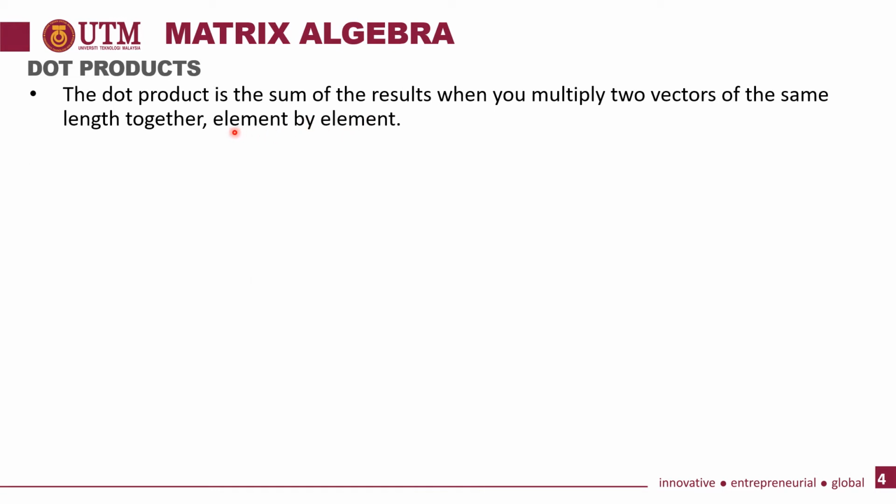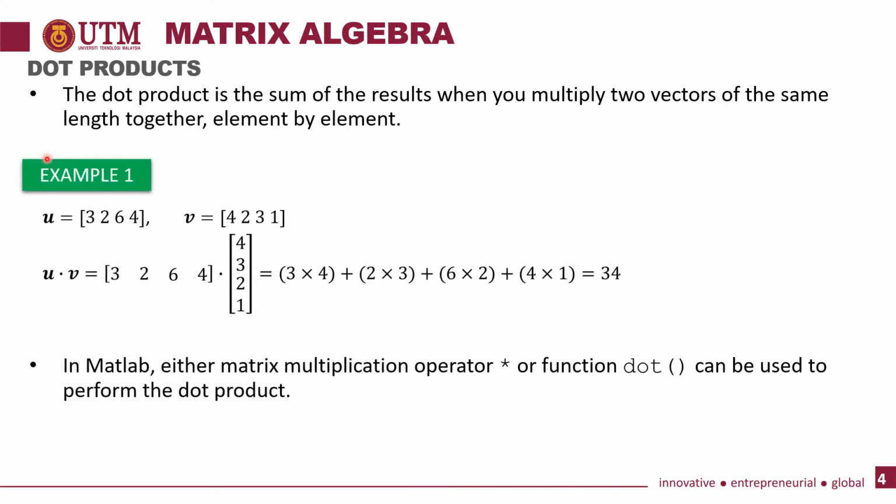Okay, so let's take a look at example 1. In example 1, we have two vectors. This one is 1 by 4, and this is also 1 by 4. We have variable u and variable v here.